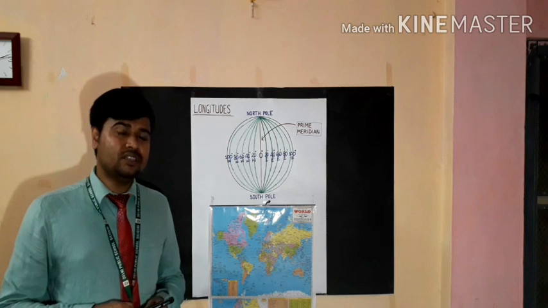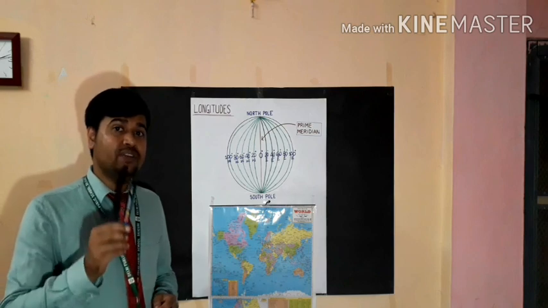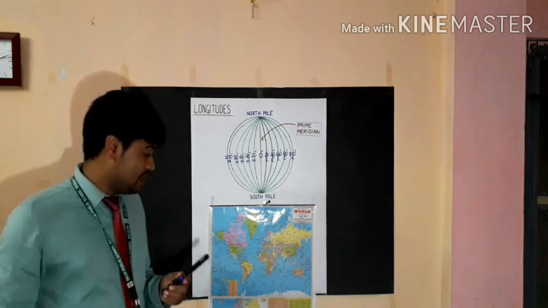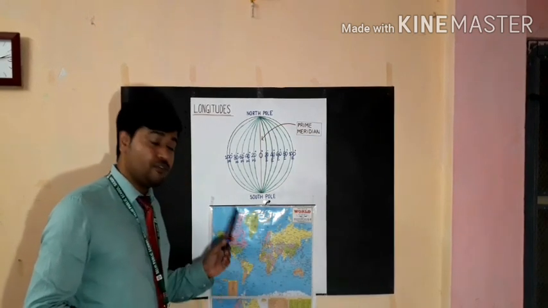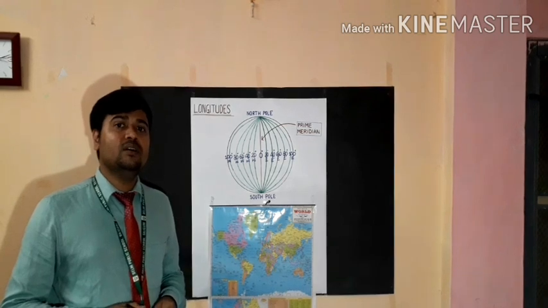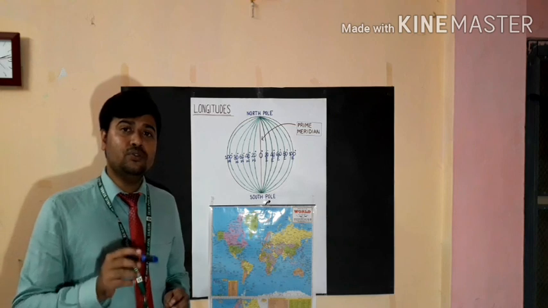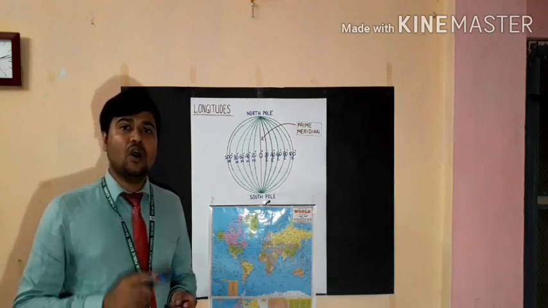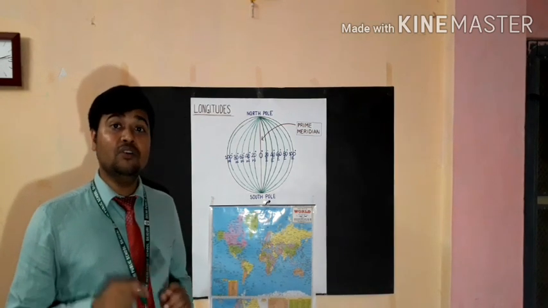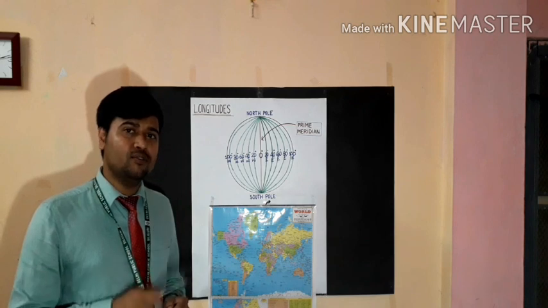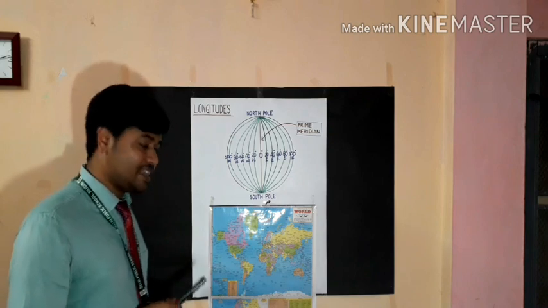So, what are latitudes? Latitudes are horizontal lines which help us to locate any place north or south from the equator. But latitude is not enough to locate any place on a map. Now you may be thinking, why can't we locate any place with the help of latitude? I am giving one example.